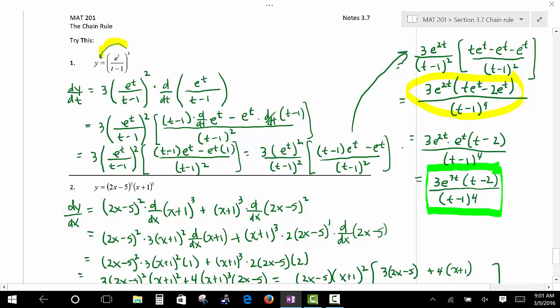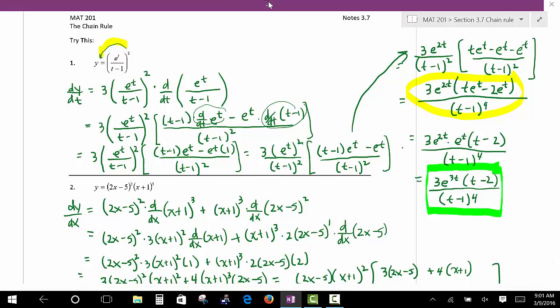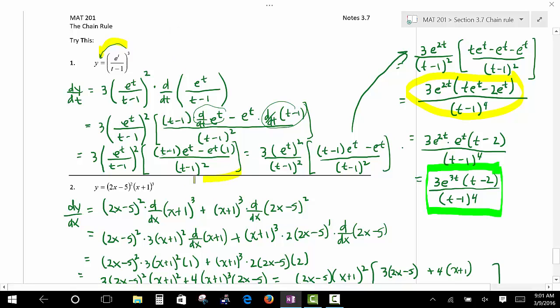So what I've done is after I did the quotient rule, and of course the derivative of e to the t is e to the t, the derivative of t minus 1 is 1, so we got that. So let me just ask you guys up to this step, does that look okay to everybody up to that step? Okay. If you got that, you got the calculus under control. Okay, if you made it to that point.